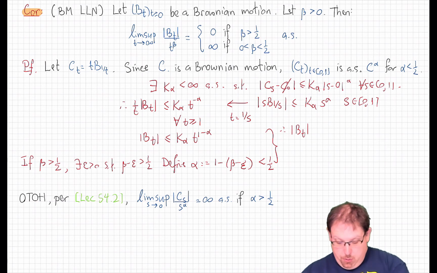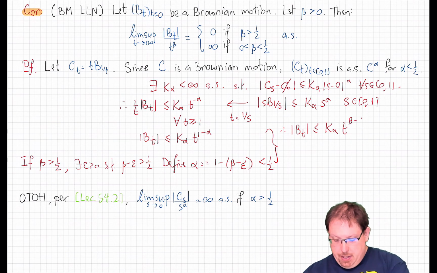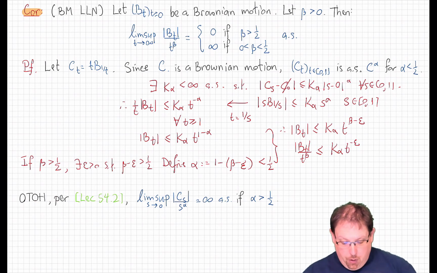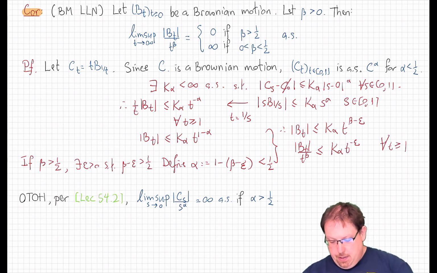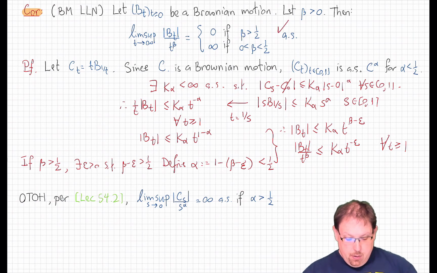And so from the calculations we've just done, it therefore follows that B_t is almost surely less than or equal to K_alpha times t to the 1 minus alpha, which is beta minus epsilon. Well, I'll just divide through by that t to the beta and get that B_t over t to the beta is almost surely less than or equal to K_alpha times t to the minus epsilon for all t greater than or equal to 1. And letting t go off to infinity here shows that this does indeed go to 0, verifying that first claim there.